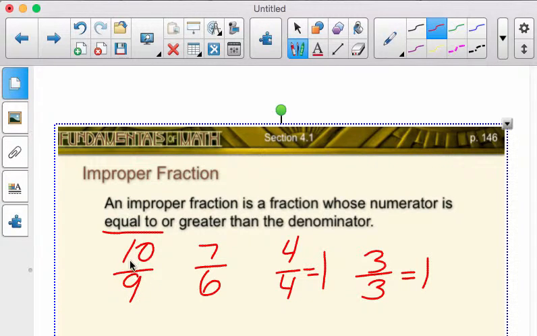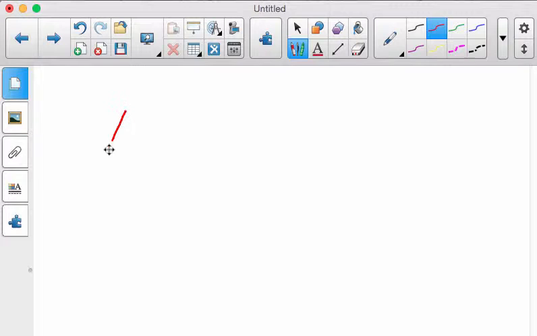Alrighty, whenever we have an improper fraction, we can change it to a mixed number. What happens is you take it from this improper phase and make it more presentable, I like to think of it. So for instance, if I had 10 ninths, all I would do is take this. Now remember, this line right here is a division. It's a fraction bar, but it also means to divide by.